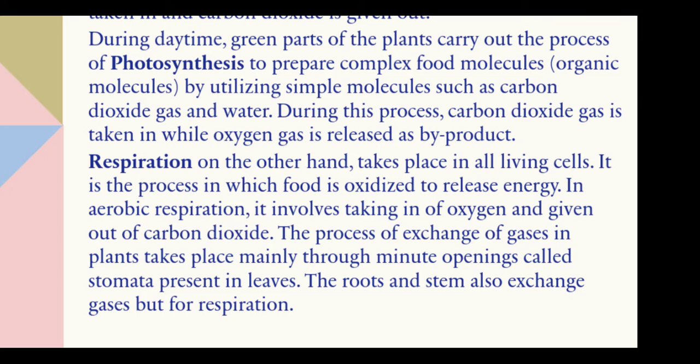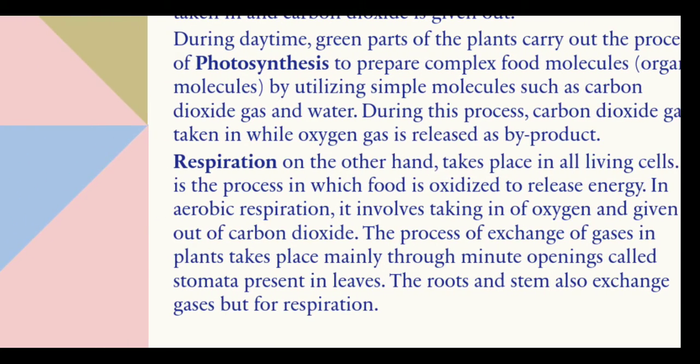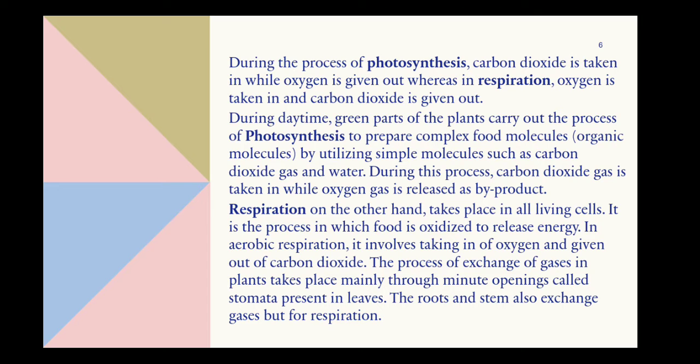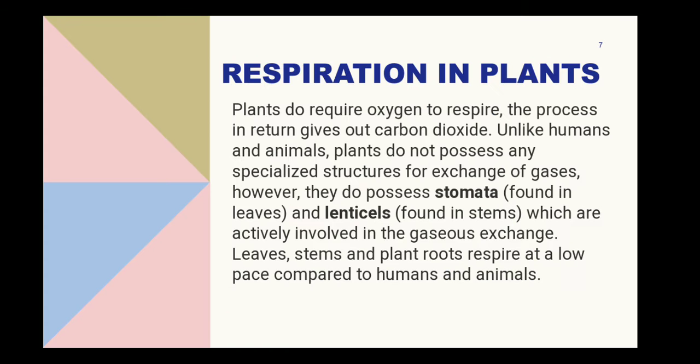The process of exchange of gases in plants takes place mainly through minute openings called stomata, which are present in the leaves. The roots and stem also exchange gases, but only for respiration and not for photosynthesis. Now, how does this happen? Plants do require oxygen to respire. So, for photosynthesis, they require carbon dioxide, but for respiration, they need oxygen. The process in turn gives out carbon dioxide.